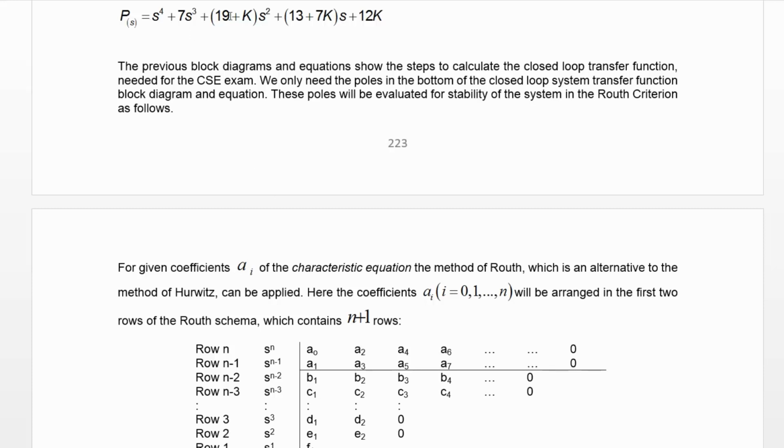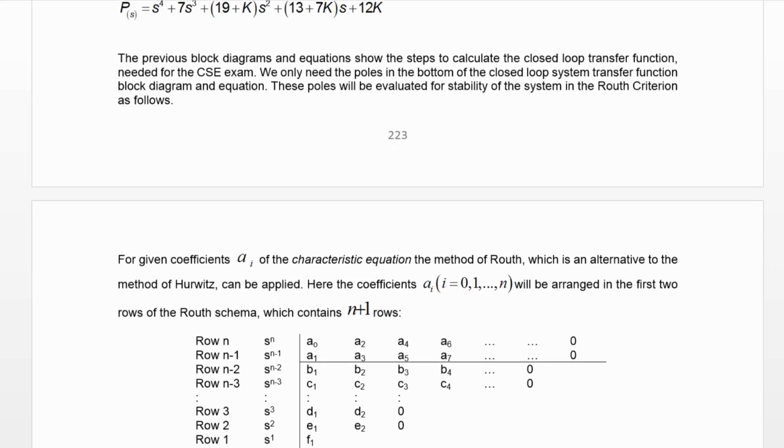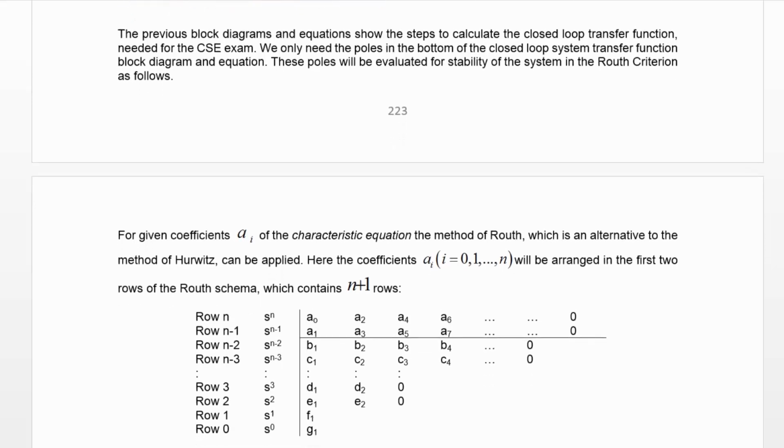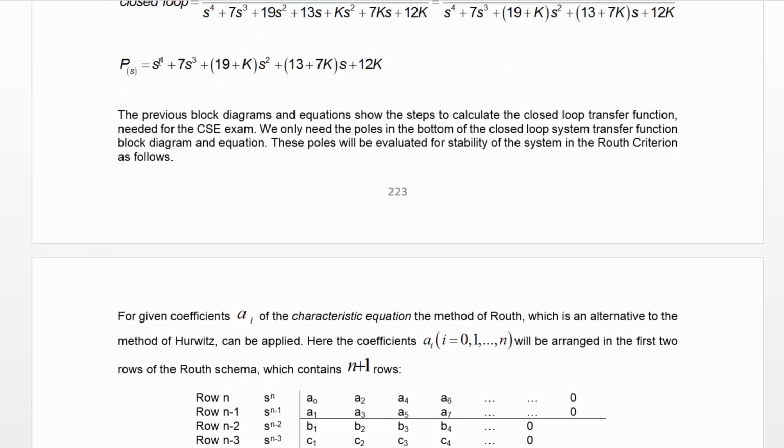Then you go to the next one and you skip it. The next one is 19 plus K, so we put in 19 plus K. Then you skip one and you put in 12K. Then the next row down, the s to the third, that'd be 7, and then you skip and it'd be 13 plus 7K.